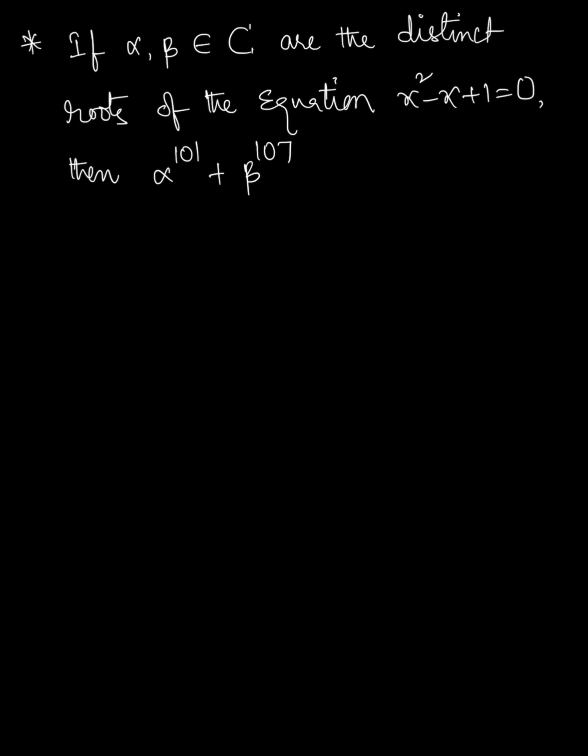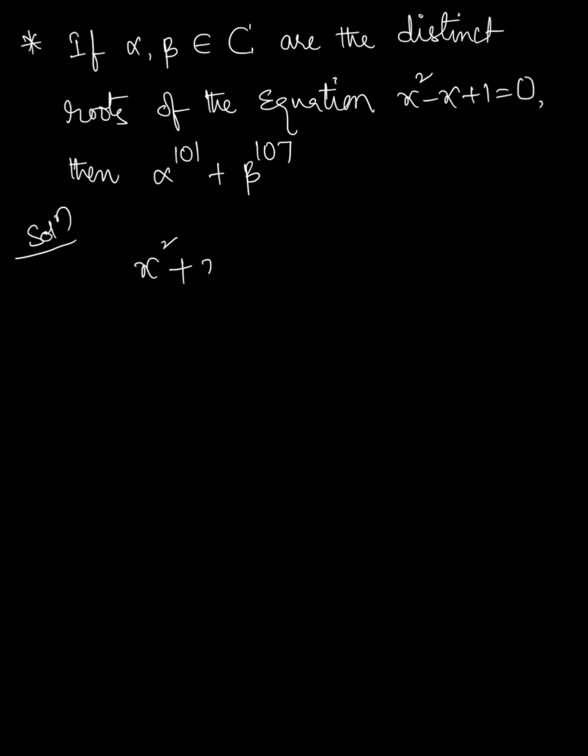Hi students, today we will discuss a problem on quadratic equations. The question is, if alpha, beta belong to complex numbers and are the distinct roots of the equation x square minus x plus 1 equal to 0, then we need to find the value of alpha power 101 plus beta power 107. Before going to solve this question, I will give you a quadratic equation with standard roots.